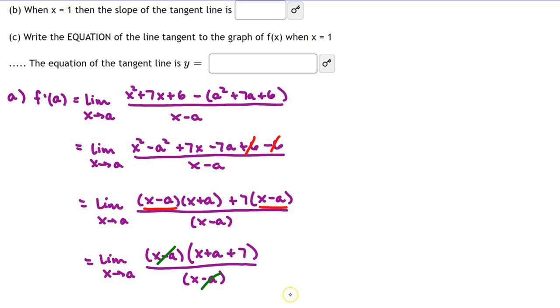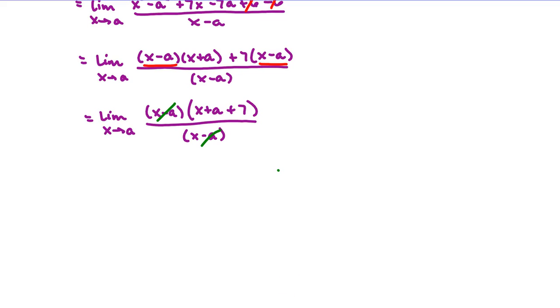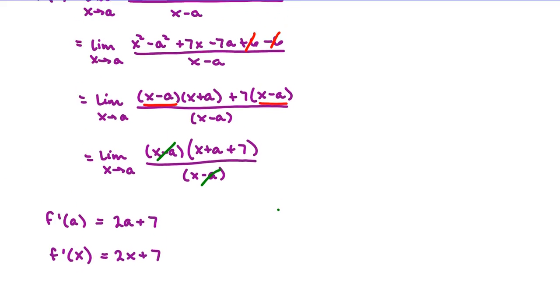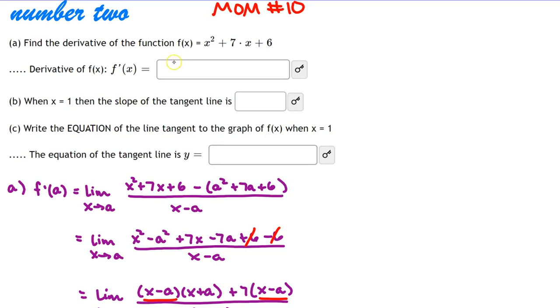So then what we have now is f prime of a equals, we can go ahead and put a in for x, so we have a plus a plus 7, so that's 2a plus 7. And so what's f prime of x? F prime of x is 2x plus 7. So if this was actually MyOpenMath, we would be putting that in the box, 2x plus 7.